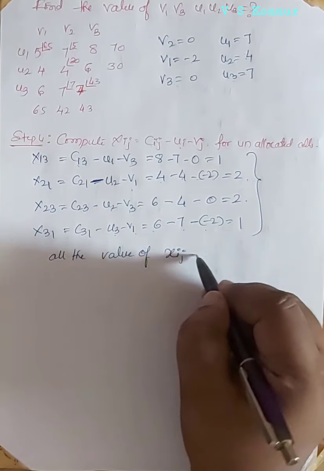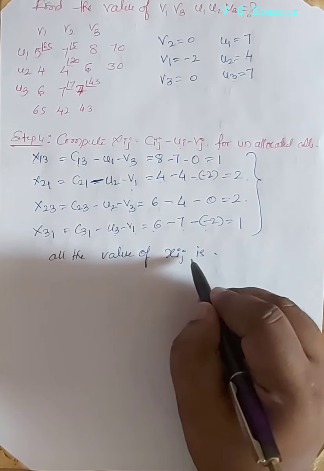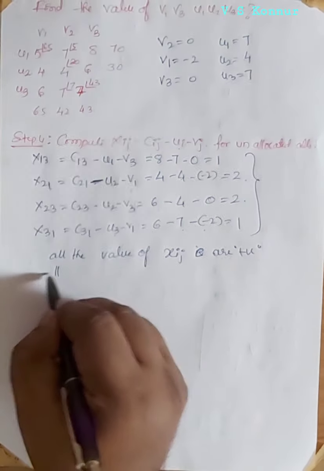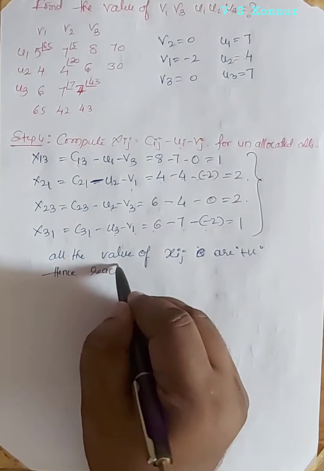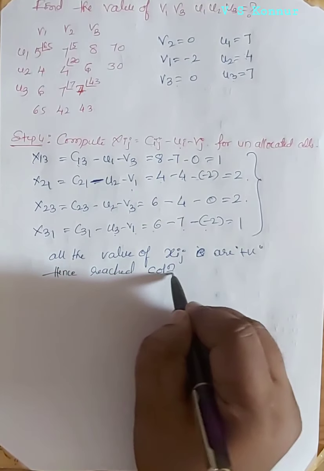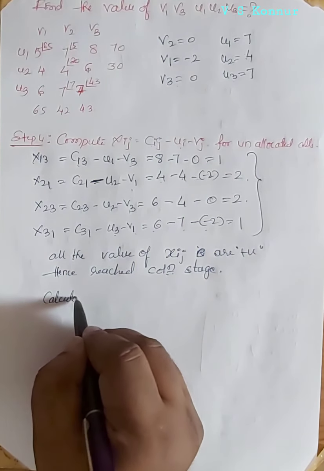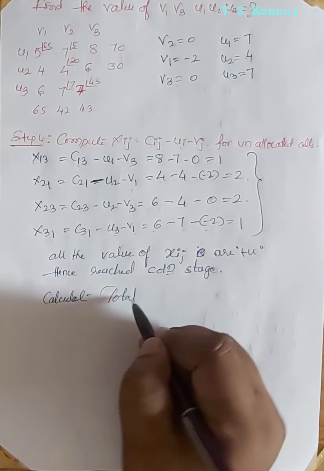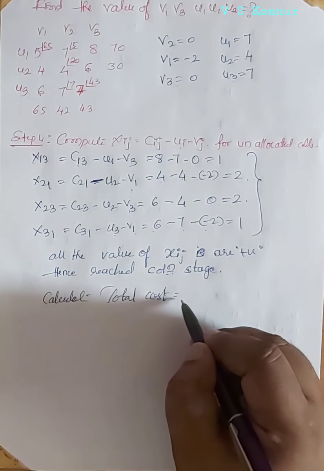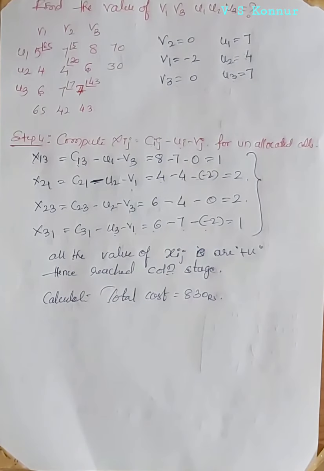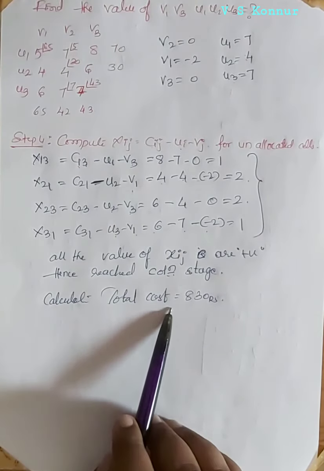Now all the values of xij are positive, hence we have reached the solution stage. So calculate total cost. Already it has been calculated in the first step only, so we'll write it as 830 rupees, because the allocations which have been made are correct according to the MODI test. The allocations are correct, then you have to calculate total cost and stop the problem.